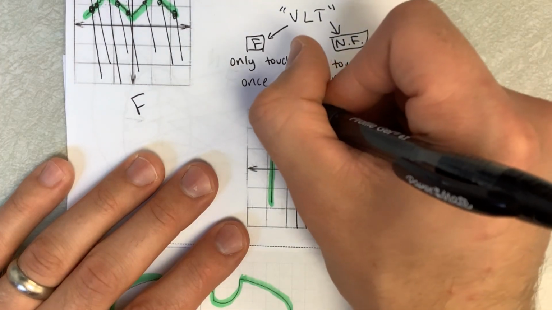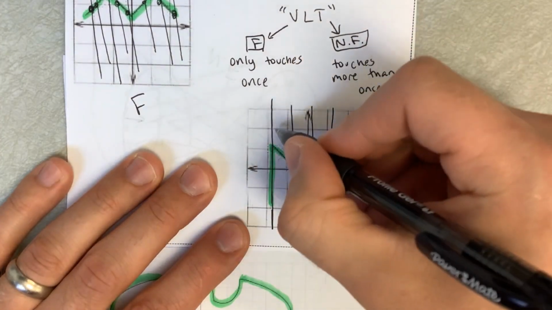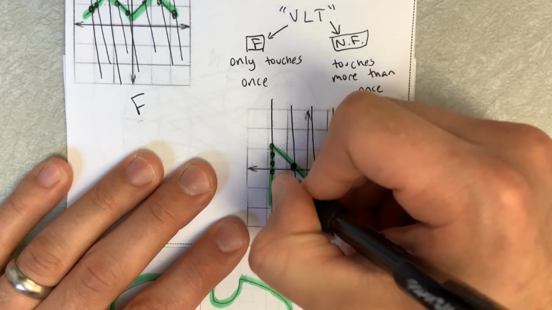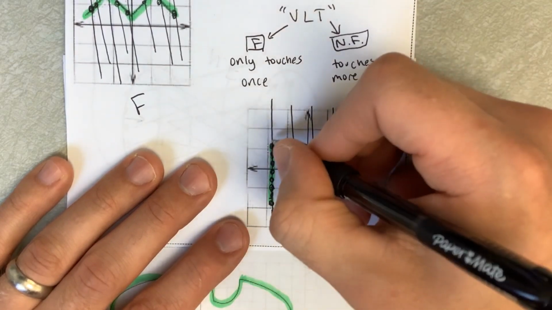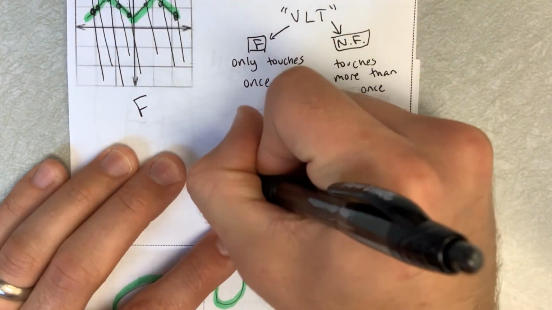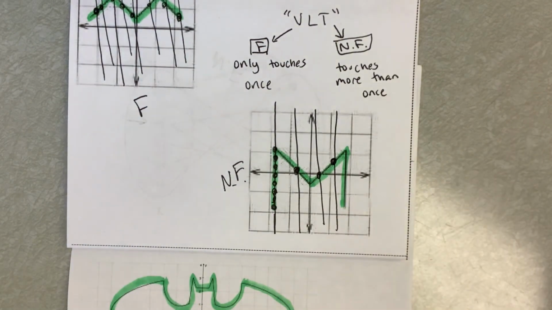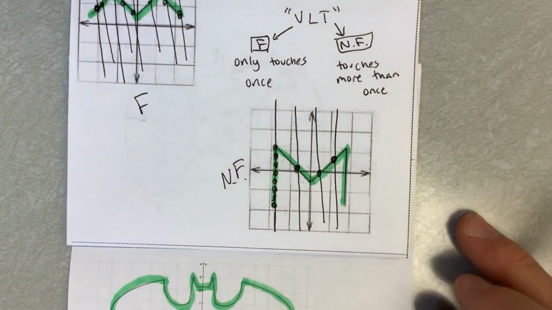If I draw a vertical line going right down here, notice it runs along the side of this line. That means it touches technically an infinite amount of times. I'm only drawing about 10 dots here, but it touches an infinite amount of times. That's definitely more than once. Not a function. And that's it. If you draw one vertical line and it touches more than once, it fails. Fail, fail, double fail, not a function.